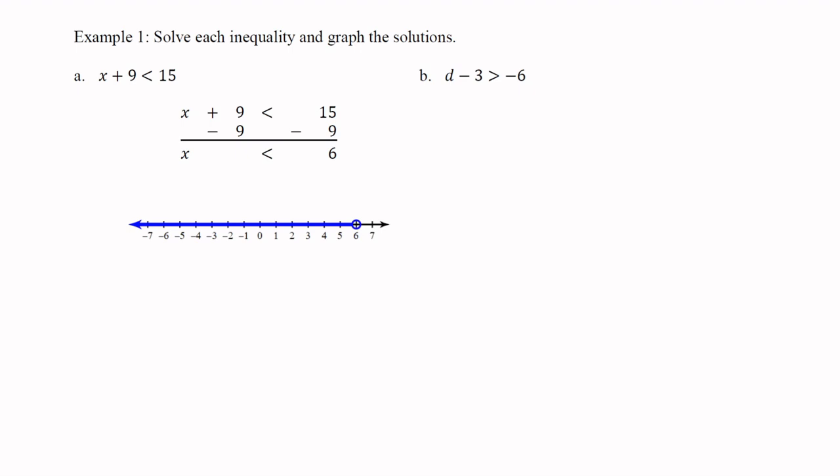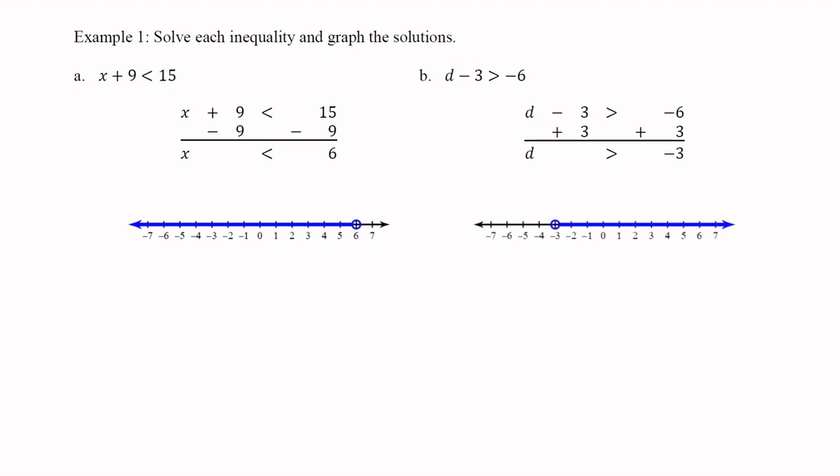For B, we have d minus 3 is greater than negative 6. To solve this one, we're going to add 3 to each side, and that gives us d is greater than negative 3. So our solution here on a graph is an open dot at negative 3, and we're going to shade to the right.